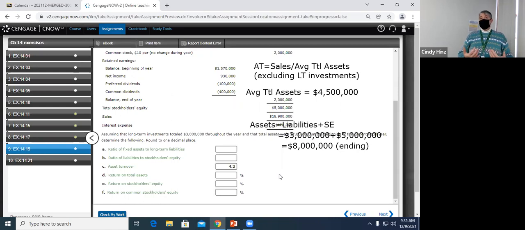It's expressed as the number of times, 4.2 times. We're generating $4.20 worth of sales for every dollar in productive assets, assets that are being used in the running of the business.